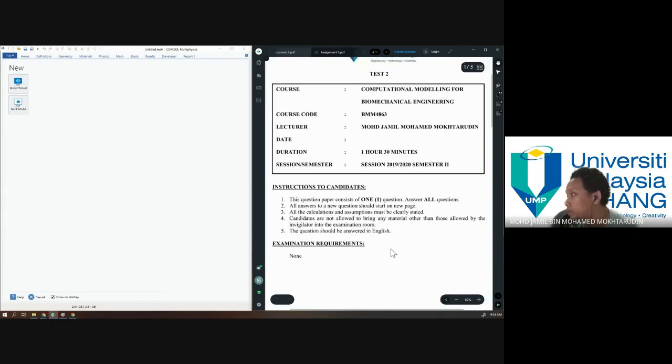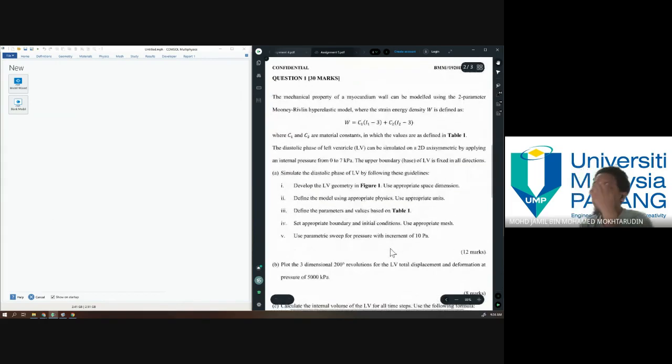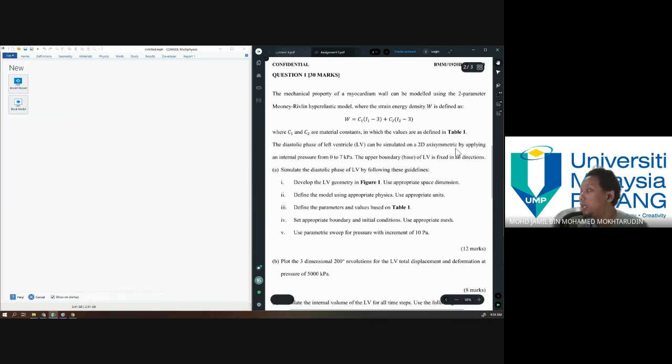So assignment number 5 is about solid mechanics, okay? So the mechanical property of a myocardium wall can be modeled using 2-parameter Mooney-Rivlin hyperelastic model, where the strain energy density W is defined as given here. So C1 and C2 are material constant defined in table 1. The diastolic phase of a left ventricle can be simulated on a 2D axis symmetric by applying an internal pressure from 0 to 7 kPa. The upper boundary base of the LV is fixed in all directions.